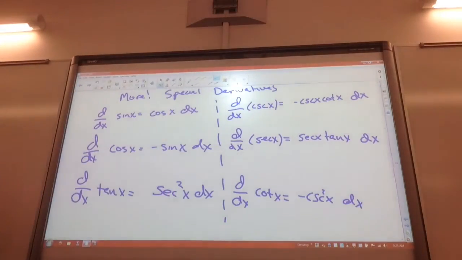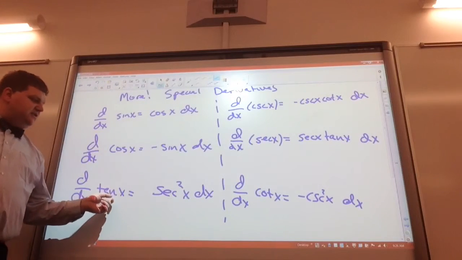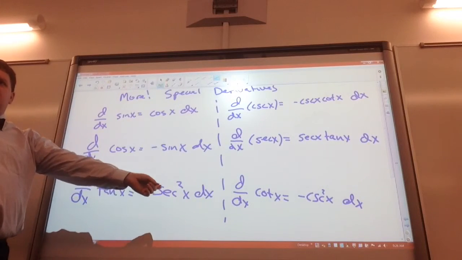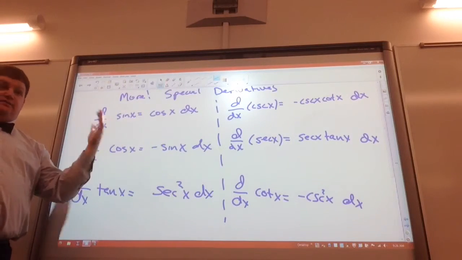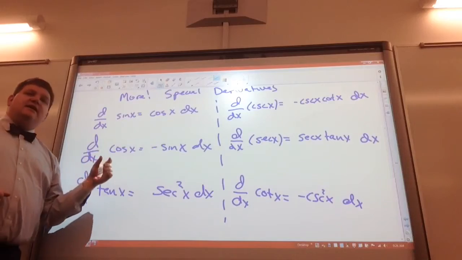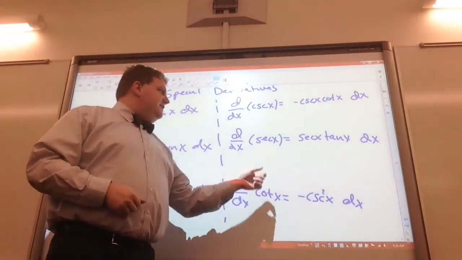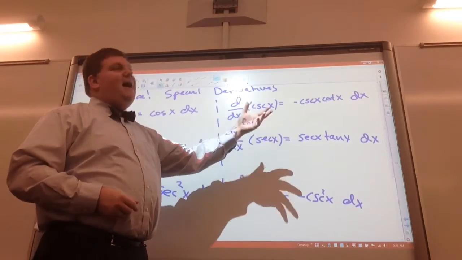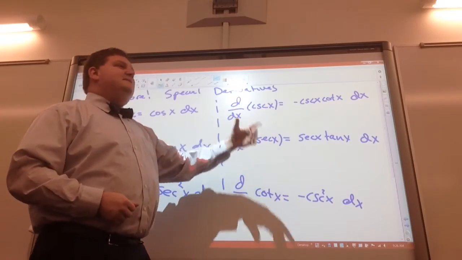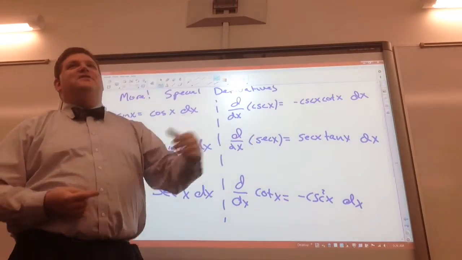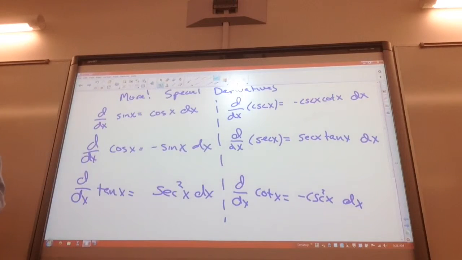Okay? So, these other ones are not pretty, but it turns out there is kind of a twisted logic to them. For example, tangent of x went to secant squared of x, so the cotangent, it's flipped basically, you can think of it as the other one, the other side of that equation. Instead of secant, it goes to cosecant, and it gets a minus sign in front.